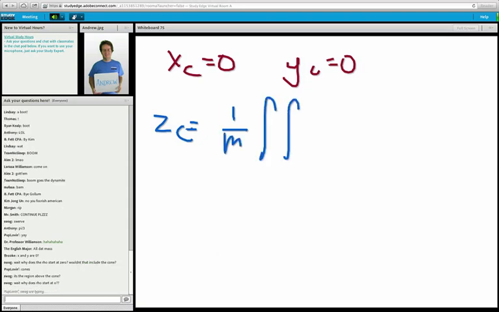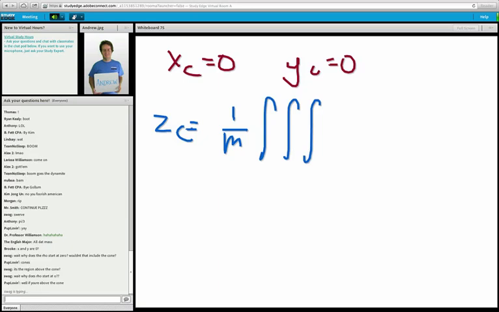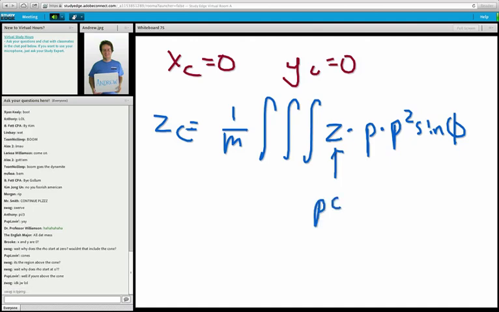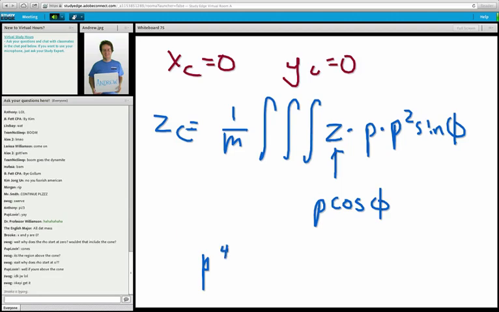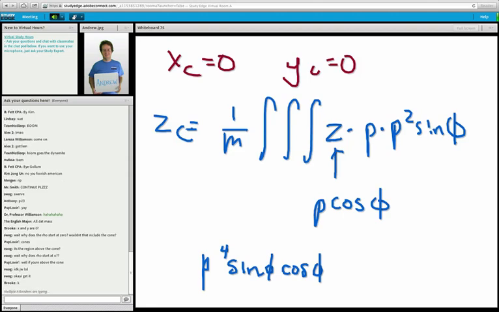1 over mass times the triple integral of z times rho times rho squared sine phi. Remember that you need to know your spherical coordinates. z is equal to rho cosine phi. So that gives us rho to the 4th sine phi cosine phi. And then we'll do the triple integral of that over the same bounds. Any questions on that?